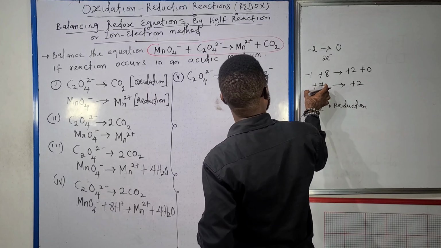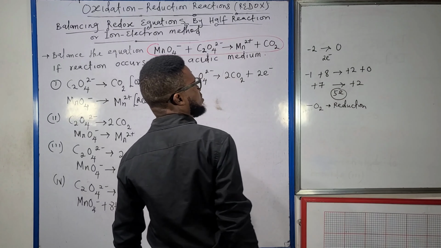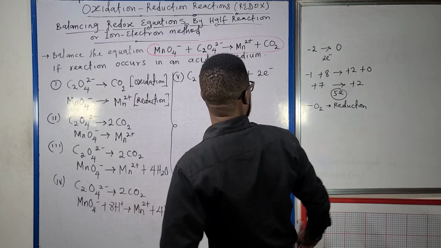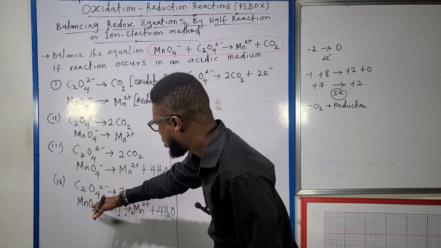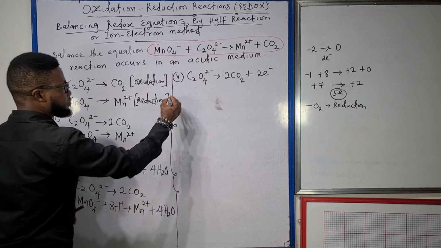So for the reactant, it goes from +7 to +2. What is the difference between +7 and +2? That's 5 electrons. Which side is the more positive side? The +7, that's the reactant side. So I'm going to be adding 5 electrons to the more positive side here. That's the reactant side.